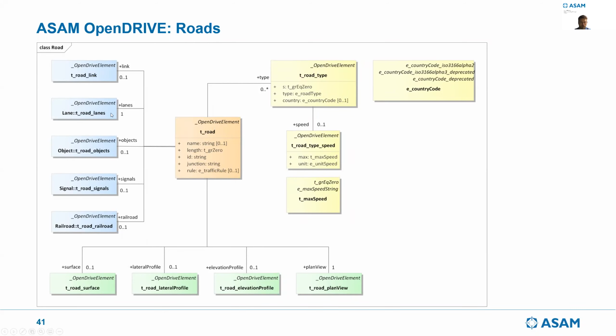Then we have other different elements, for example, links, lanes, and whether it is a railroad or not. Because in OpenDRIVE, you can also define rails that are defined very, very similar to roads. So we have road signals here. And then, of course, we have the road surface, the lateral profile, elevation profile, and the plan view. And we will now go into those down here. We've seen the lateral profile already. We will go into those and into the road link. Lanes, objects, and signals, and all the other elements I'm not going to touch in this webinar. This will be for part 2.